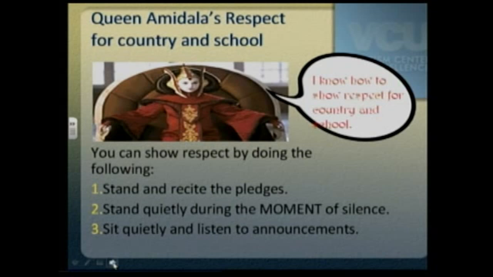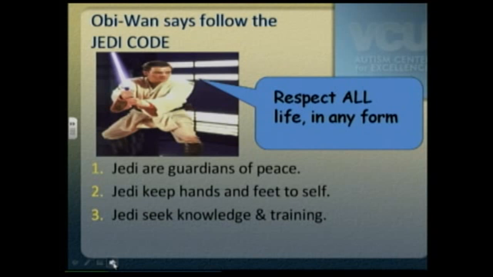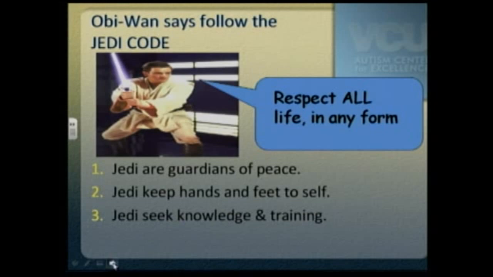This next one I thought was so clever. One of the classroom teachers did this, and as she showed it to me, I thought it looks so very broad, the rules. The Jedi are the guardians of peace. Jedi keep hands and feet to self. Jedi seek knowledge and training.